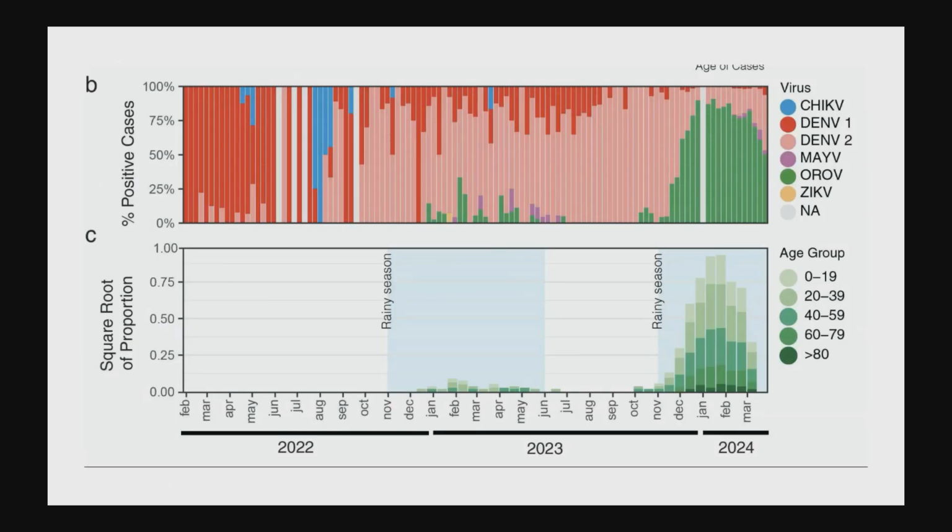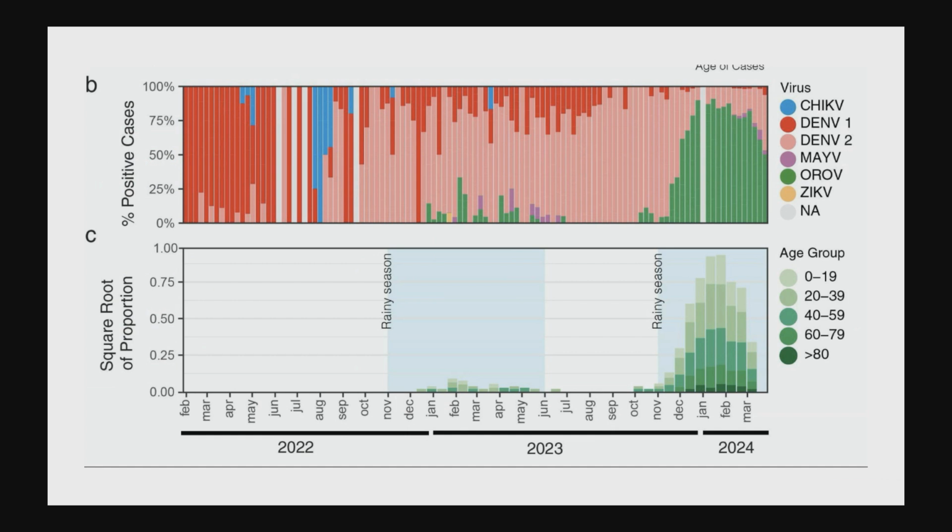This emergent virus is now spread not only in Brazil. It's the same lineage that is circulating in different countries in Latin America, and also the cases that were identified in the US and Europe. So I would like to show what is going on with this outbreak in Brazil.